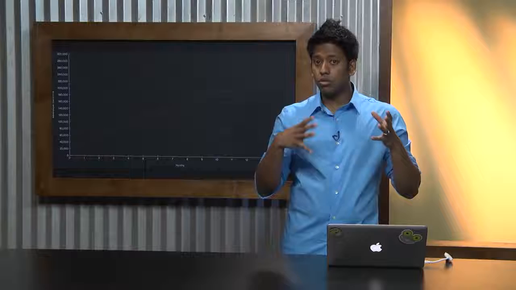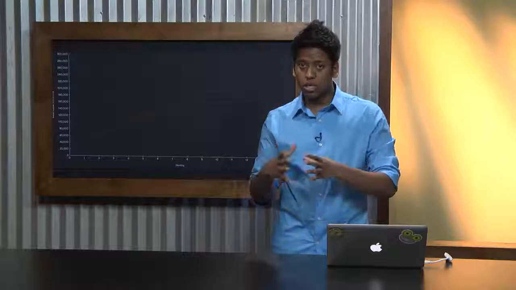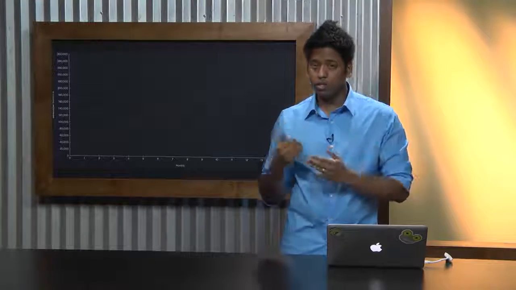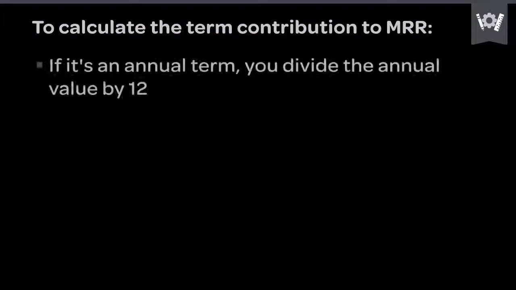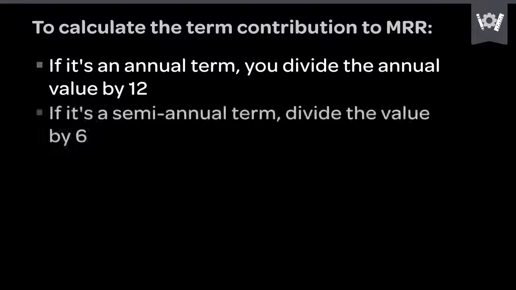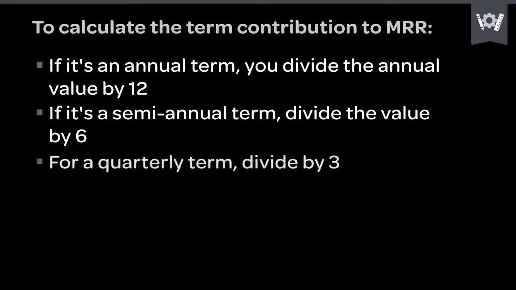So with a term subscription, to calculate MRR growth, you just take the monthly value derived by normalizing the term transaction value. For example, a $12,000 contract has a monthly value of $1,000. So to calculate the term contribution to MRR, if it's an annual term, you divide the annual value by 12. If it's a semi-annual term, you divide that total number by 6. And for a quarterly term, you divide it by 3.